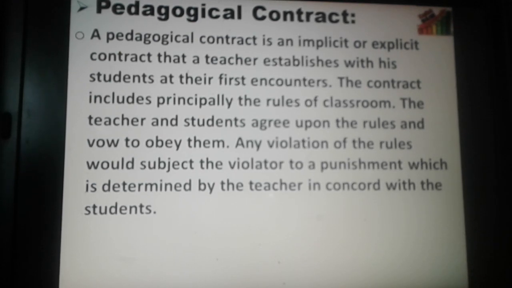The contract includes principally the rules of the classroom. The teacher and students agree upon the rules and vote to obey them. Any violation of the rules would subject the violator to a punishment which is determined by the teacher in concord with students. So a pedagogical contract is a set of rules that the teacher and students put together.